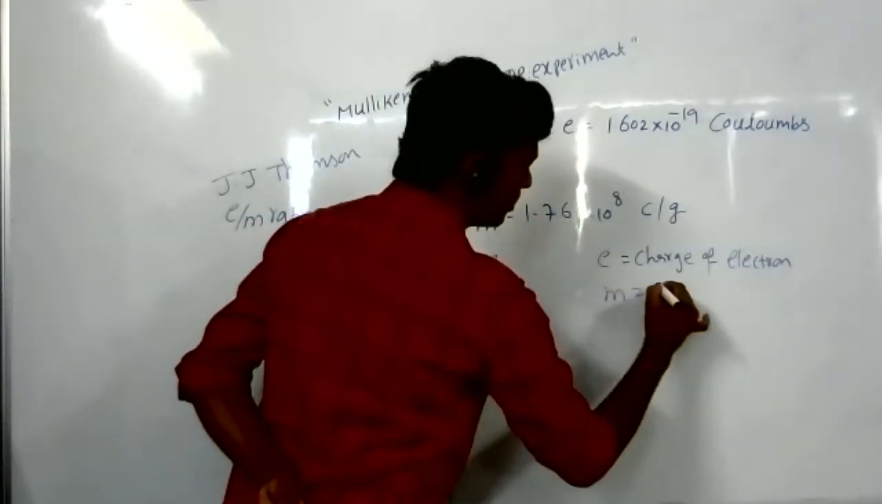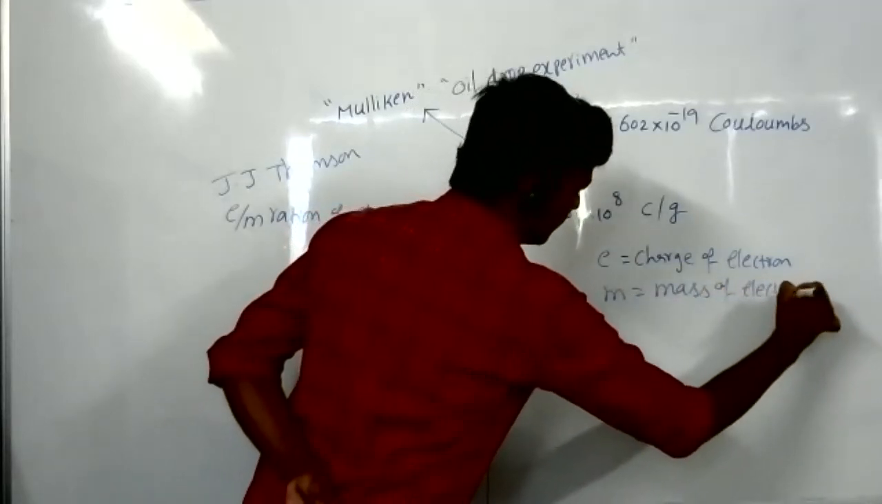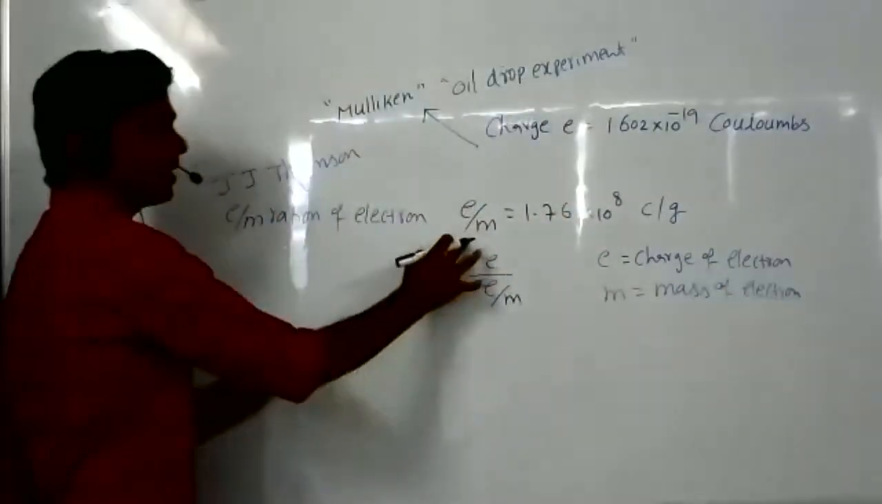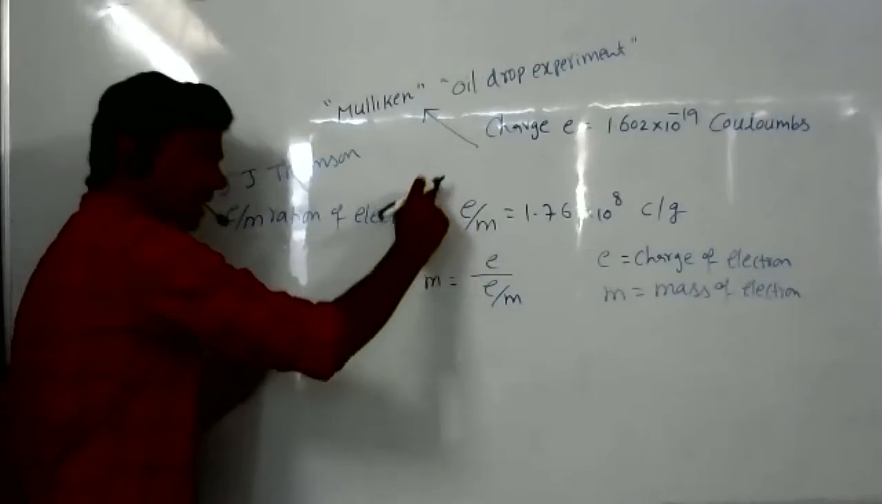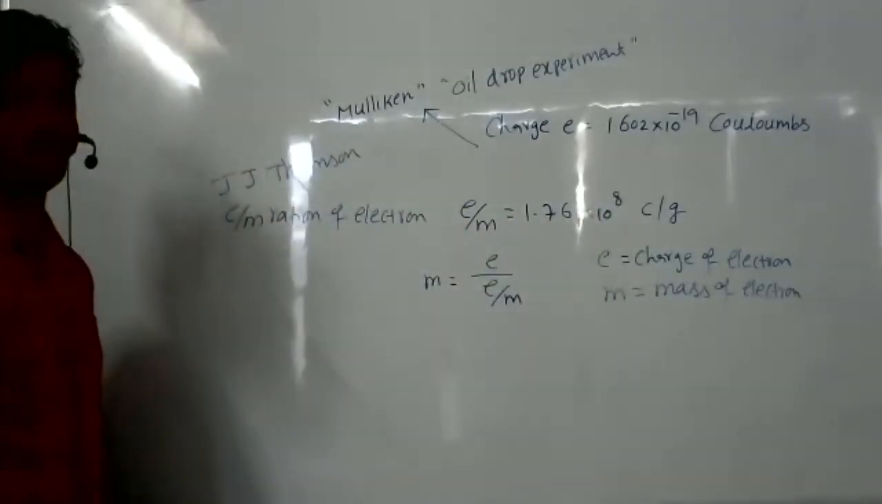m is the mass of the electron. He directly calculated the e/m ratio. You don't know the mass of the electron, but he directly calculated it with the experiment: the e/m value is 1.76 into 10 power 8 coulombs per gram.